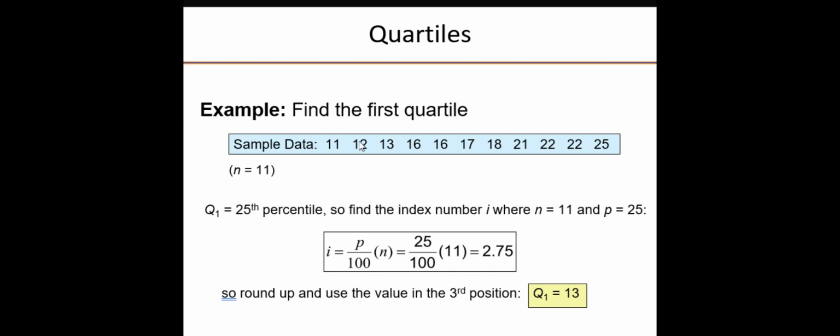So in this example, we want to find the first quartile. So we want to see where the 25th percentile is, basically. Okay, so having that in mind, using the same formula we used to calculate percentiles, we have 25%, and the total number of values here is 11. So we get 2.75. So we round that up. So we know that it's in the third position. So it's 13. That is Q1.